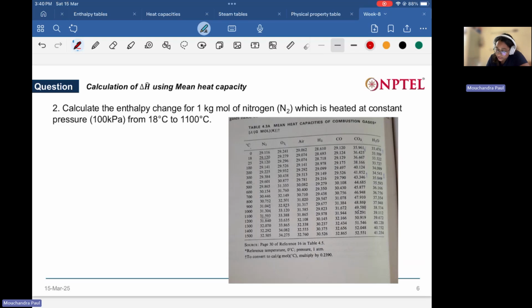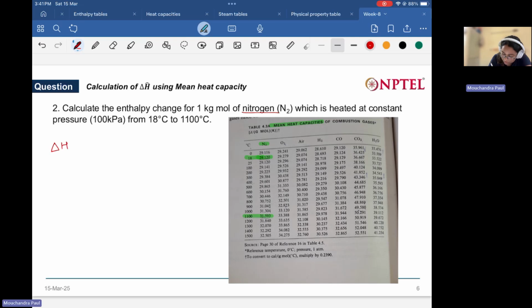Here the gas that we need to work with is nitrogen. The nitrogen is heated from 18 degrees Celsius to 1100. This is the table for mean heat capacity. From the mean heat capacities, we can easily calculate enthalpy change.